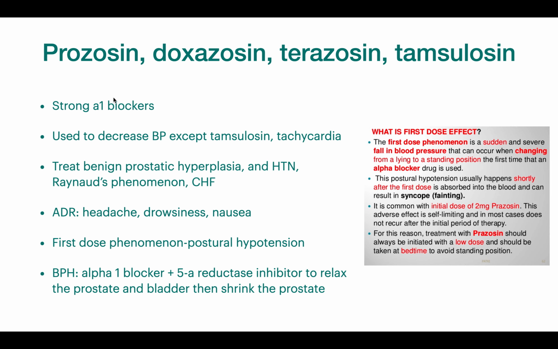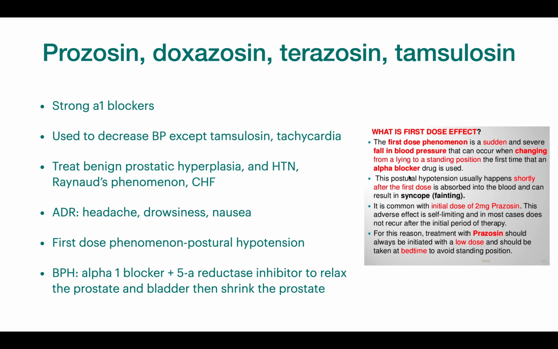What do we use? A1 selective blockers, so prazosin, terazosin, tamsulosin. They're used to decrease the blood pressure, except for tamsulosin, remember, but they do result in tachycardia. Tamsulosin is going to be used to treat benign prostatic hyperplasia, and the rest are going to be used to treat hypertension, Raynaud phenomenon, and congestive heart failure. All of these are used because they are going to be venodilators. The adverse drug reactions would be drowsiness, nausea, headaches, and the first dose phenomenon, which is postural hypotension.